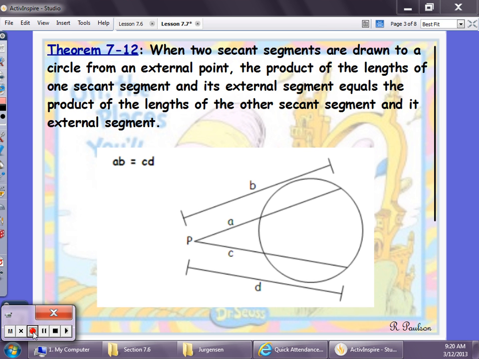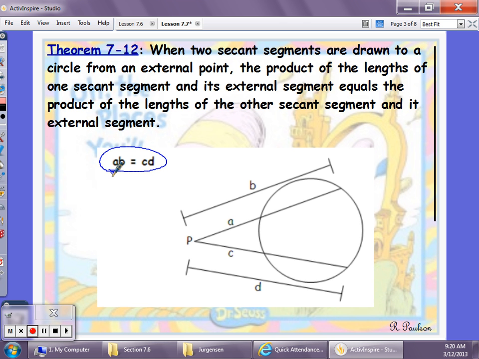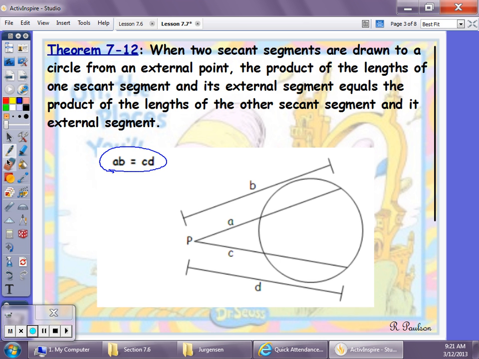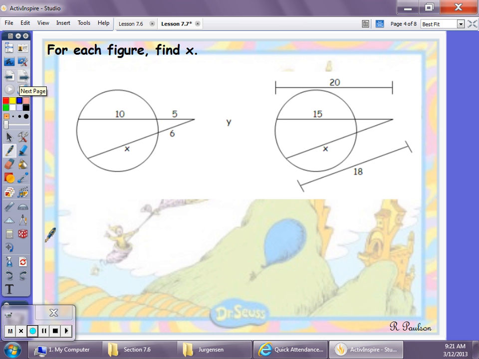To help you understand what this theorem states, I have a picture here for you. What the theorem states is that if we take the external segment A and multiply it by the entire secant segment B, we can set that equal to the external segment C times the entire secant segment, which is D. To help you learn that theorem, we can say A times B is equal to C times D. Let's take a look at an example using theorem 7-12.